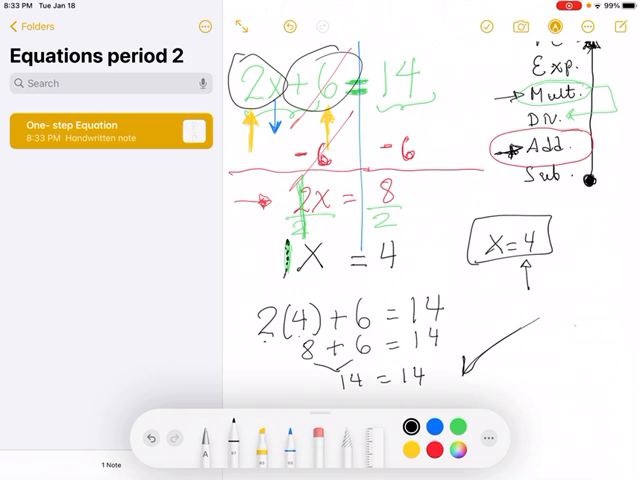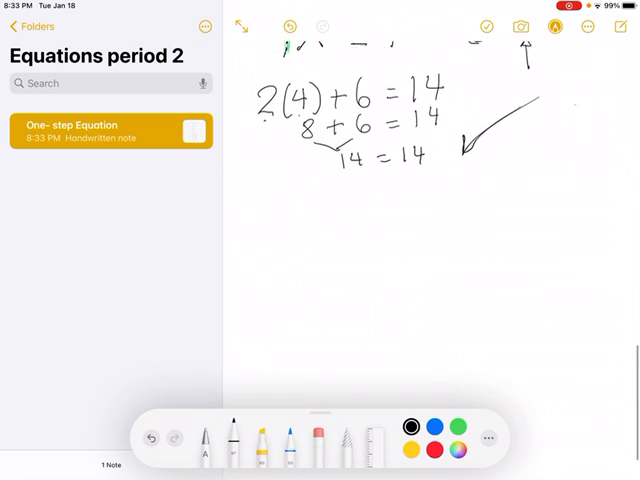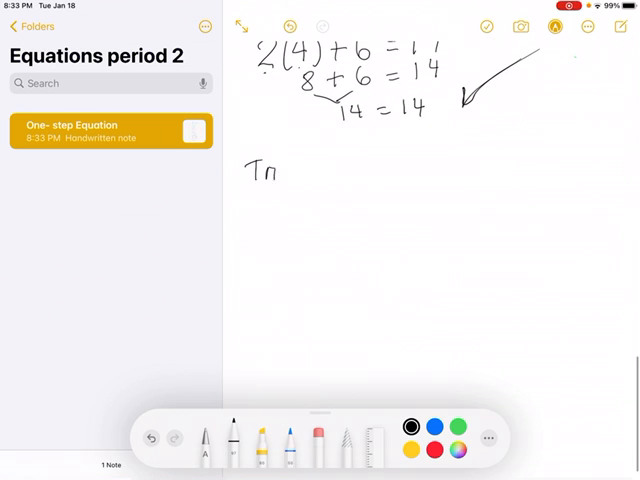Okay? I'm going to give you one now, and I want you to try it. Pause the video, and then you come back and check your work. Okay? All right, so try this. Let's see. 2x minus 9 equals 11. Okay, pause the video, please. Do the work and come back and check.